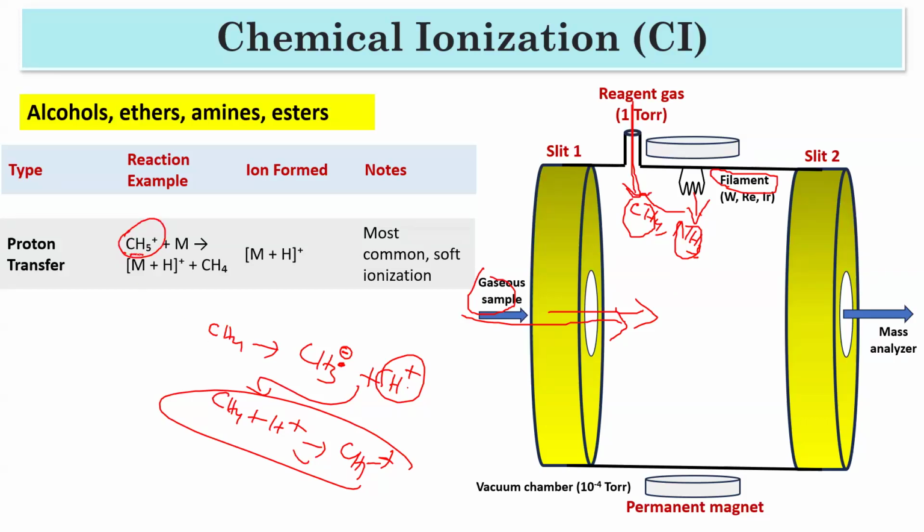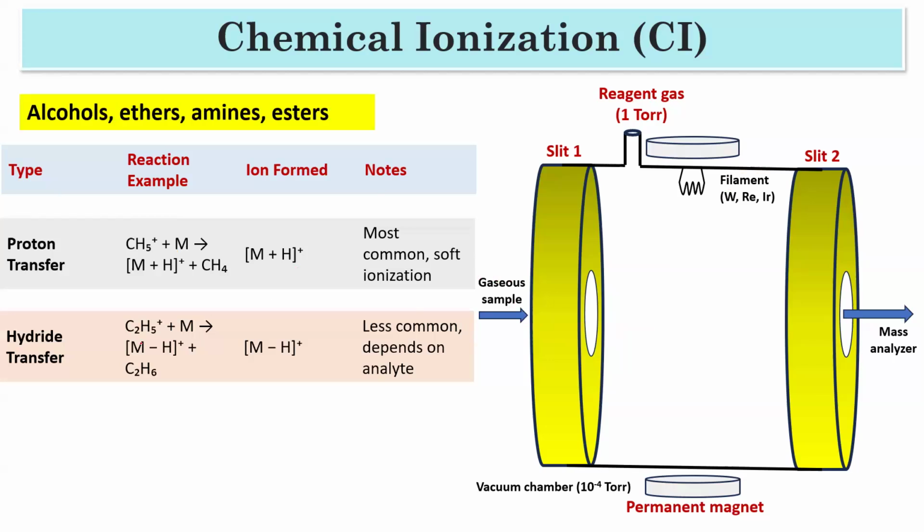Now because this is highly reactive, what will happen when it hits the molecule, any analyte? One proton will transfer from this to here. Suppose your molecule's molecular weight is 256. When hydrogen is attached, its molecular peak will be 257, and this is easy to detect. So this chemical ionization method, we can say, is a soft ionization method.